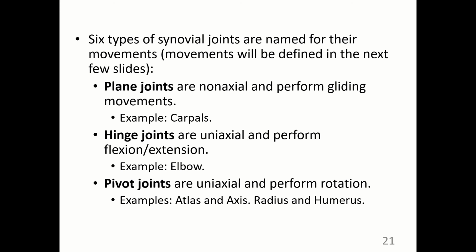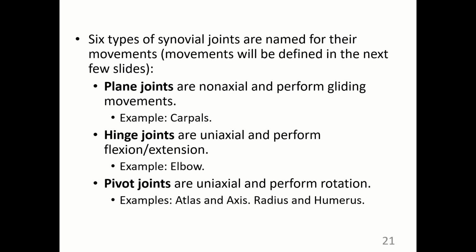Hinge joints are uniaxial and perform flexion and extension. A good example is the elbow joint. It's like opening and closing a door. Pivot joints are uniaxial and perform rotation. So basically we're pivoting or rotating along the axis of the body.